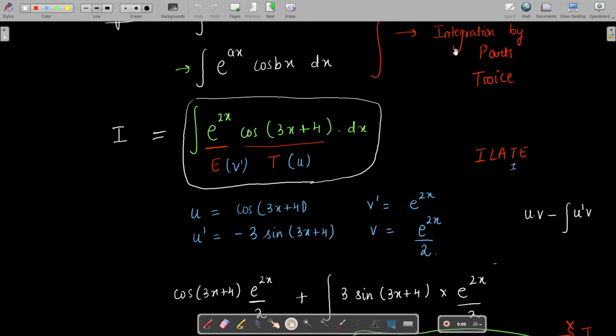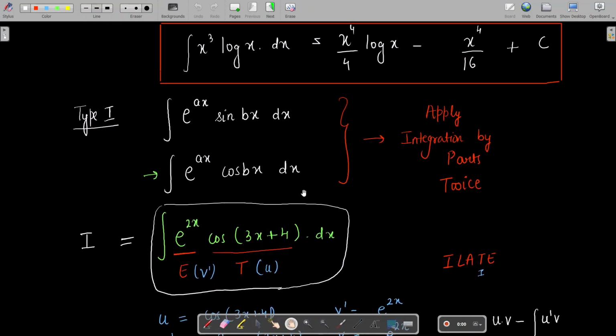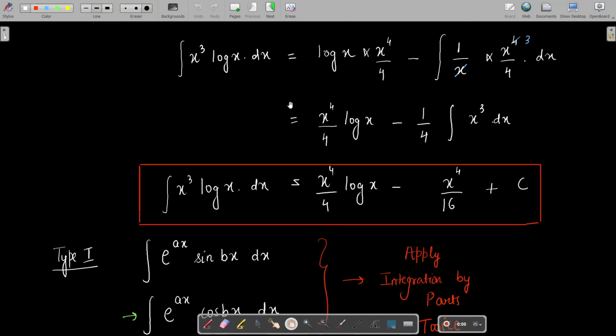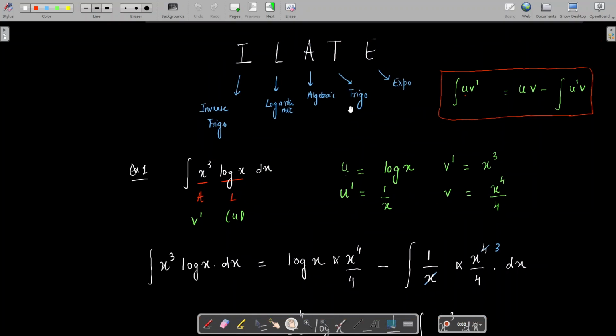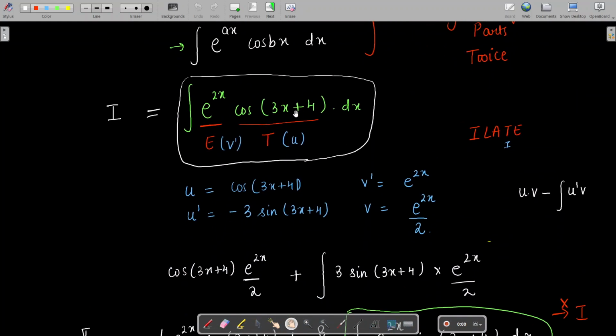Now we will apply integration by parts. So this is an exponential function, this is a trigonometric function. We will look at the sequence of ILATE. T comes first and E comes after T. So T, that is my trigonometric function, will be u, and the exponential function will be v prime. So my cosine of 3x plus 4 is u and e raised to 2x is v prime.